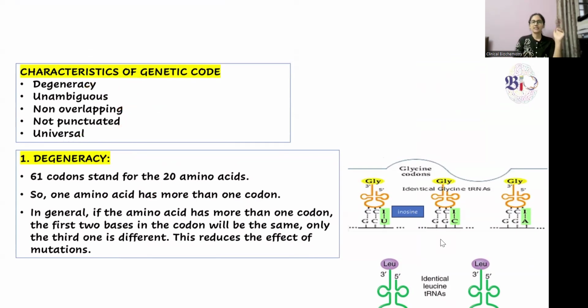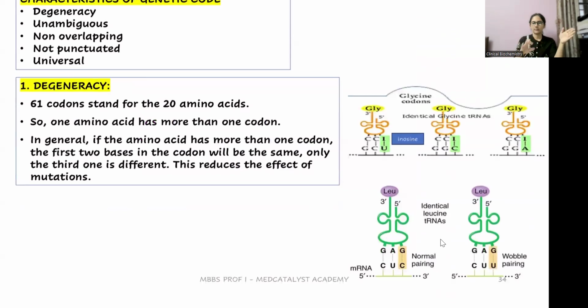What is degeneracy? As we have been seeing in the past few slides, degeneracy means one amino acid can have more than 1 codon. That is what degeneracy is. So 61 codons will stand for 20 amino acids. So that explains this, right? But how is this possible?